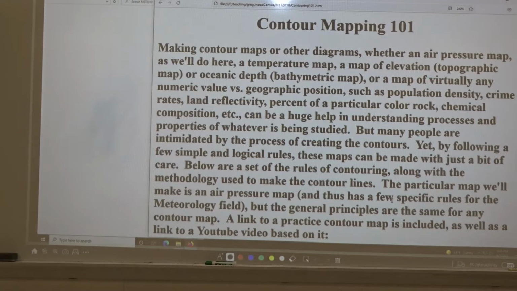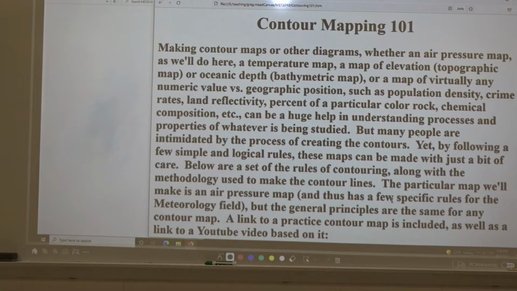But many people are intimidated by the process of creating the contours. But by following a few simple and logical rules, these maps can be made with just a bit of care. Below are a set of rules of contouring along with the methodology used to make the contour lines. The particular map we'll make is an air pressure map and thus has a few specific rules for the meteorology field, but the general principles are the same for any contour map.